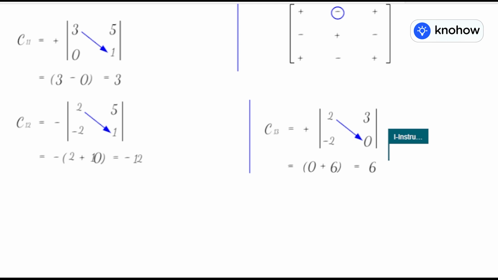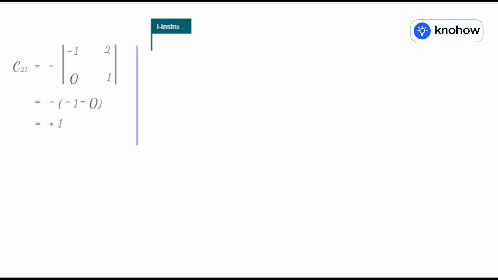That is, you work out C21. The sign for C21 will be negative. Delete the row and column through 2, and you are left with negative 1, 2 and 0, 1. If you work it out, negative outside, negative 1 into 1, you get negative 1 minus 0, and negative, negative, positive 1. So you get C21. Now work out C22.